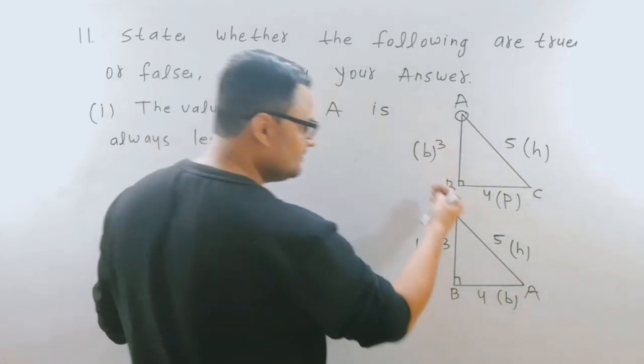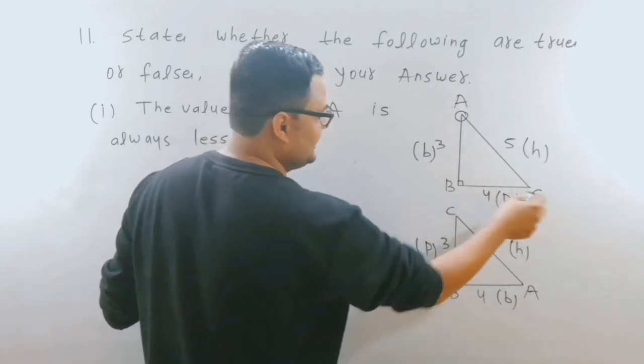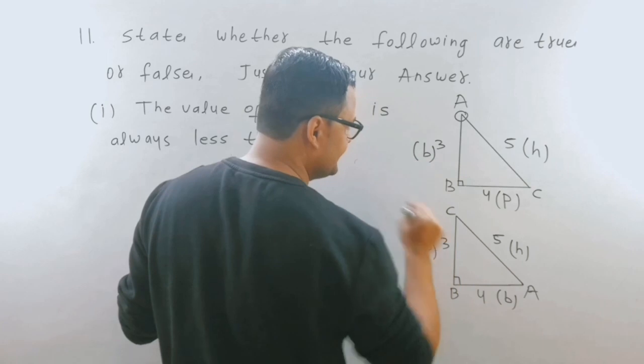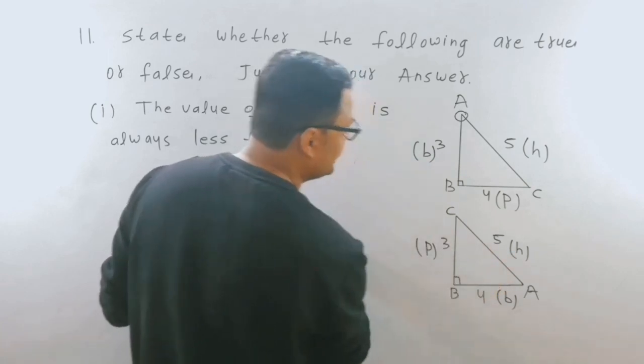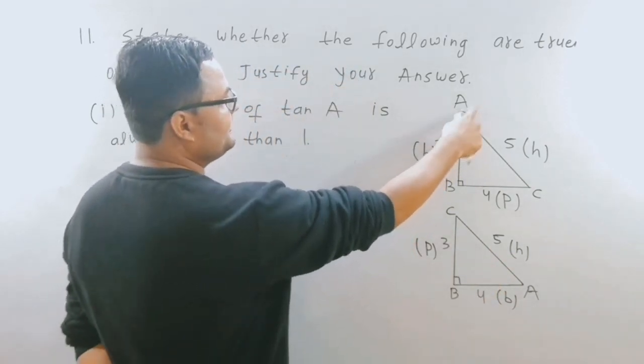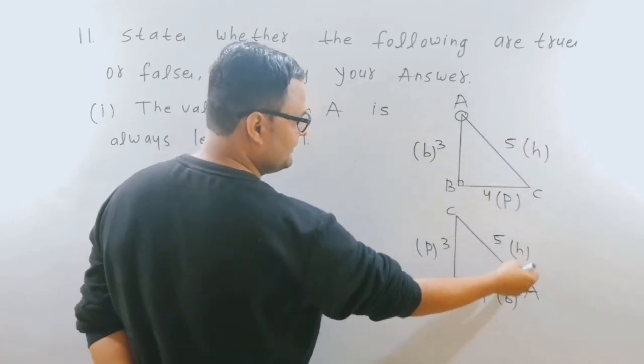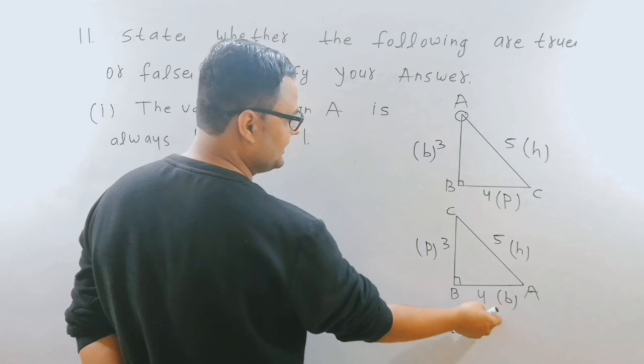Now we are using the Pythagoras because this is right angle triangle. Then 3, 4, 5. Pythagoras triplet. Again 3, 4, 5. But for this angle A, this is the base, this is the perpendicular, and the height will remain same, 5, 5 for the first and the second one.